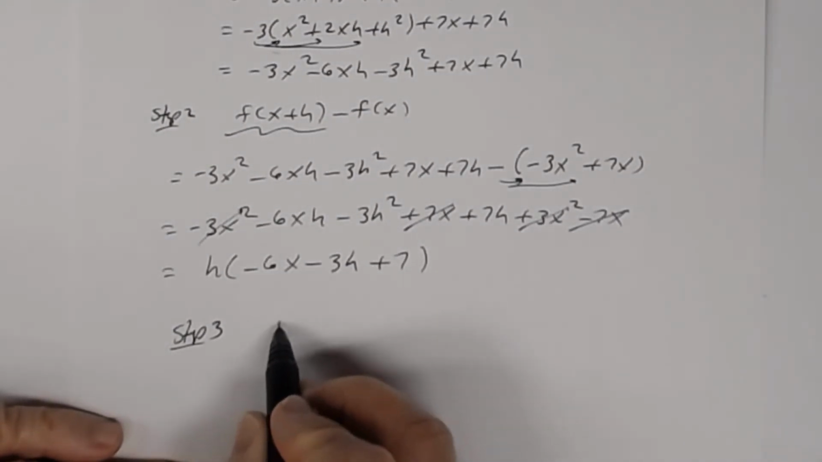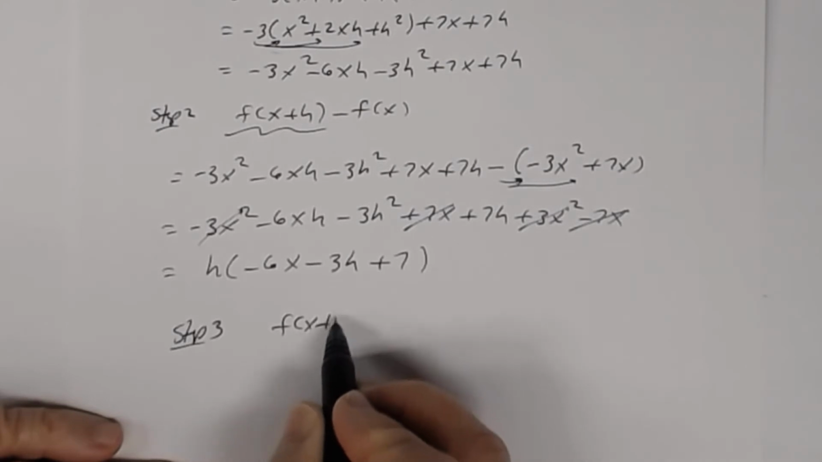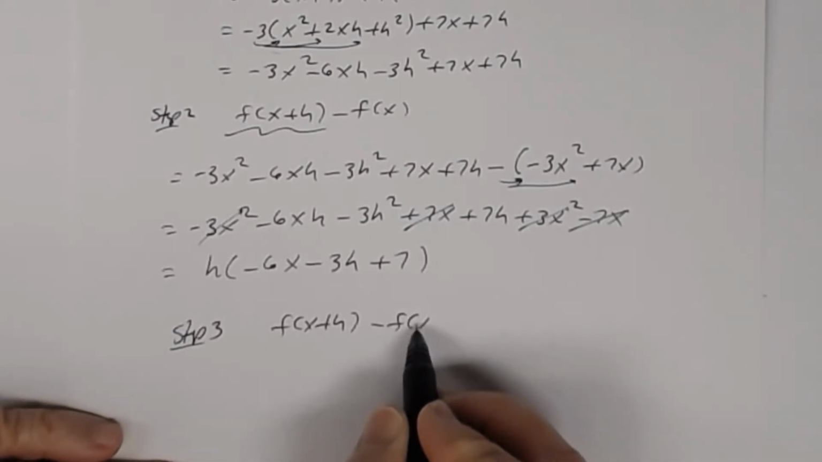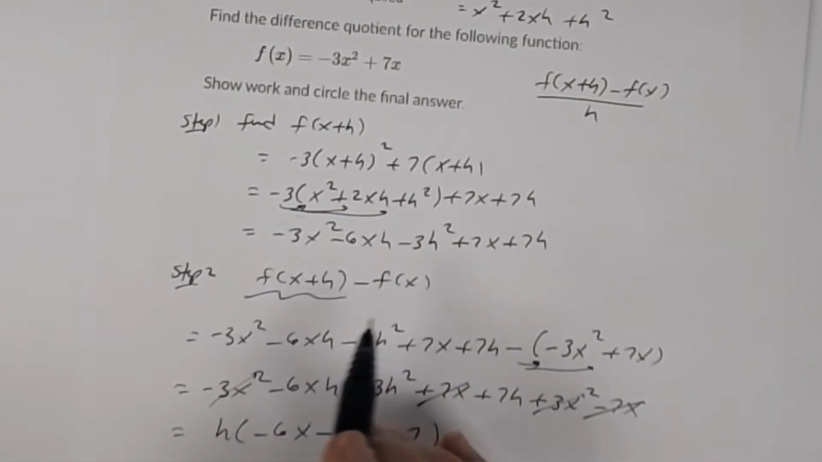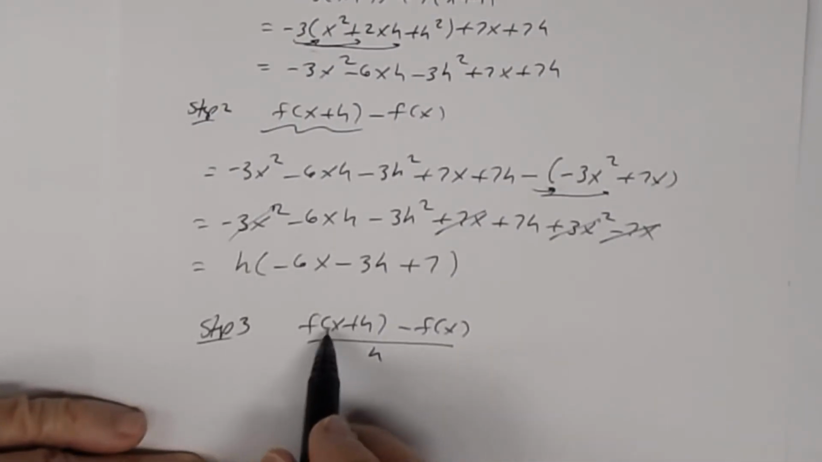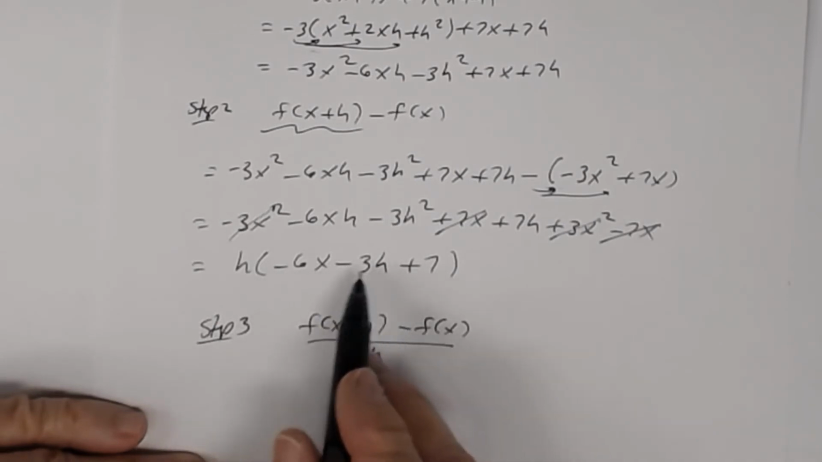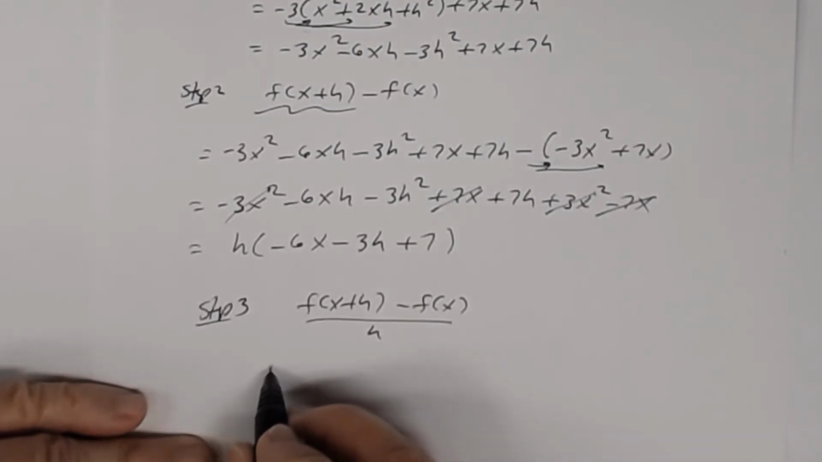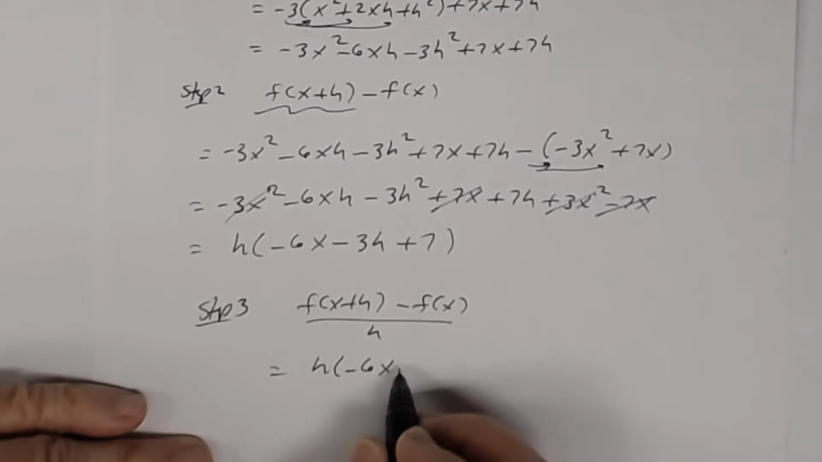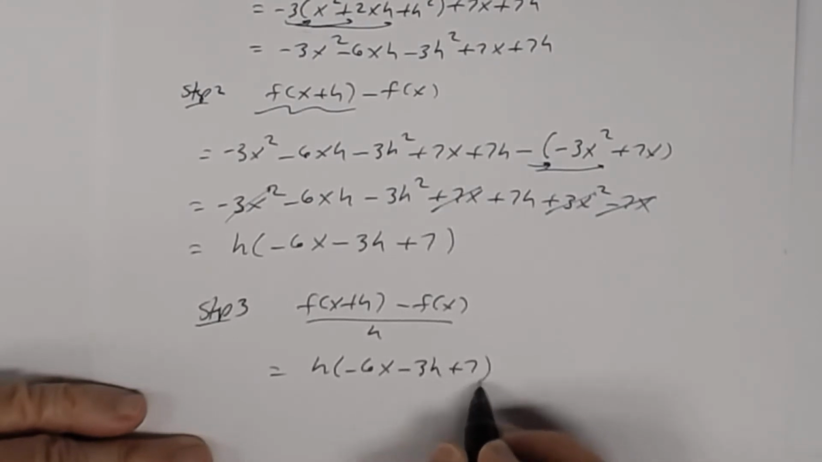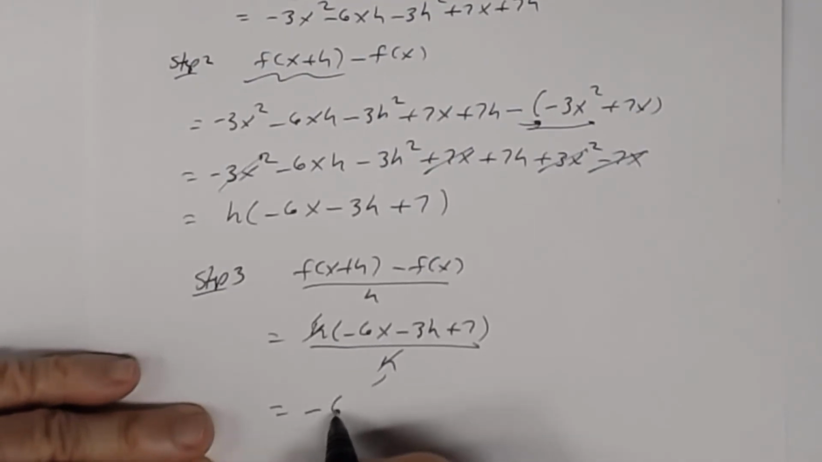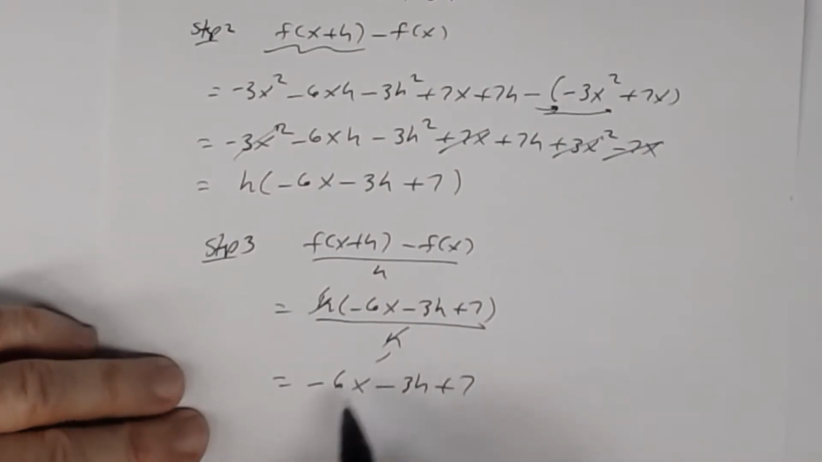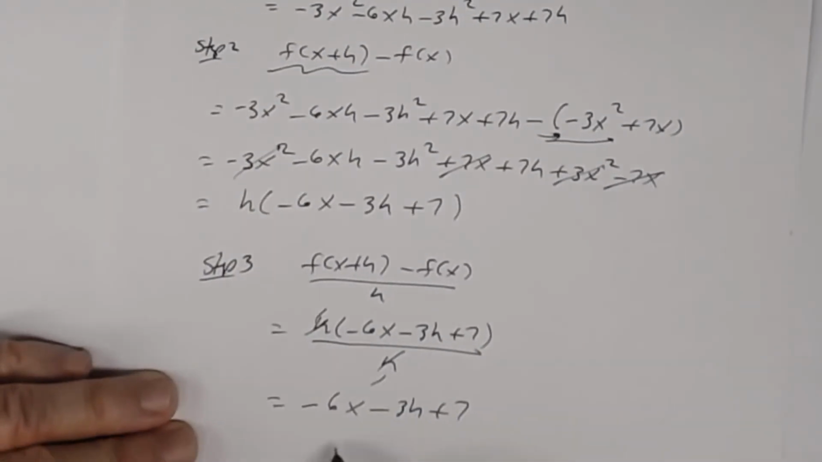So step 3 is where you actually find the difference quotient. So whatever you get at the end of step 3 is your answer. That's the difference quotient for this function. So the numerator is what we have here, step 2. So that's going to be h times negative 6x minus 3h plus 7 divided by h. The h's divide out, and you have your answer, negative 6x minus 3h plus 7. So it says circle the answer, so this will be your answer.